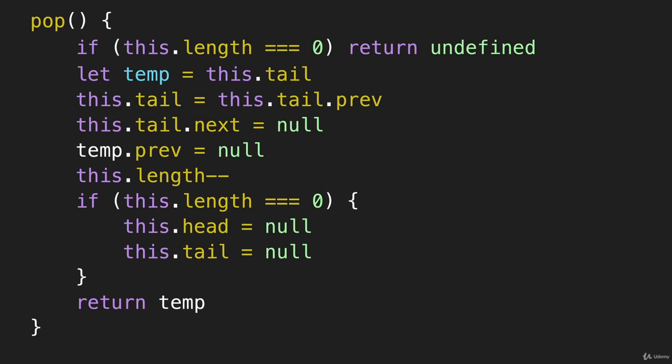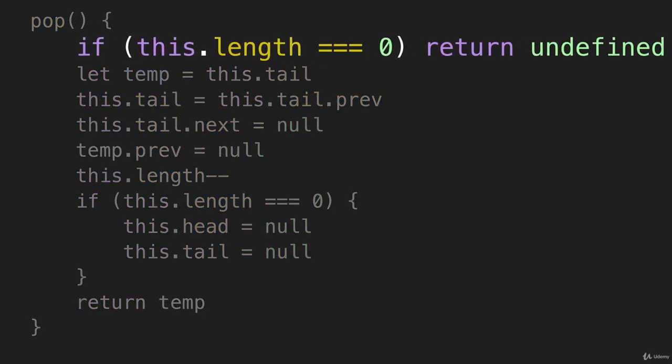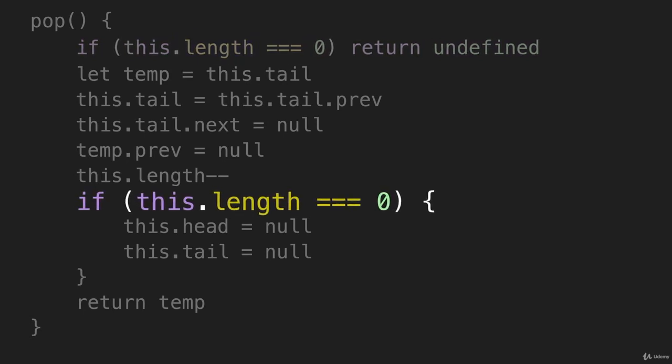So I'm going to do something different with this code. And the reason is this could be a little confusing when you're reading it, because you have if this.length equals 0 here, and then we have if this.length equals 0 here.